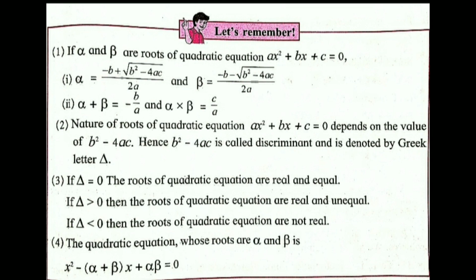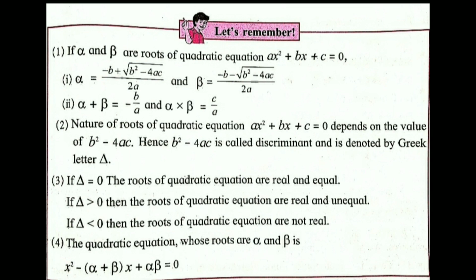So by knowing the value of the discriminant, that is delta, we can find out the nature of the roots of a given quadratic equation. If delta is equal to 0, the roots of the quadratic equation are real and equal. If the value of delta is more than 0, then the roots are real and unequal. If the value of delta is less than 0, which is negative, the square root is not possible. Hence we have to write that this quadratic equation does not have real roots.